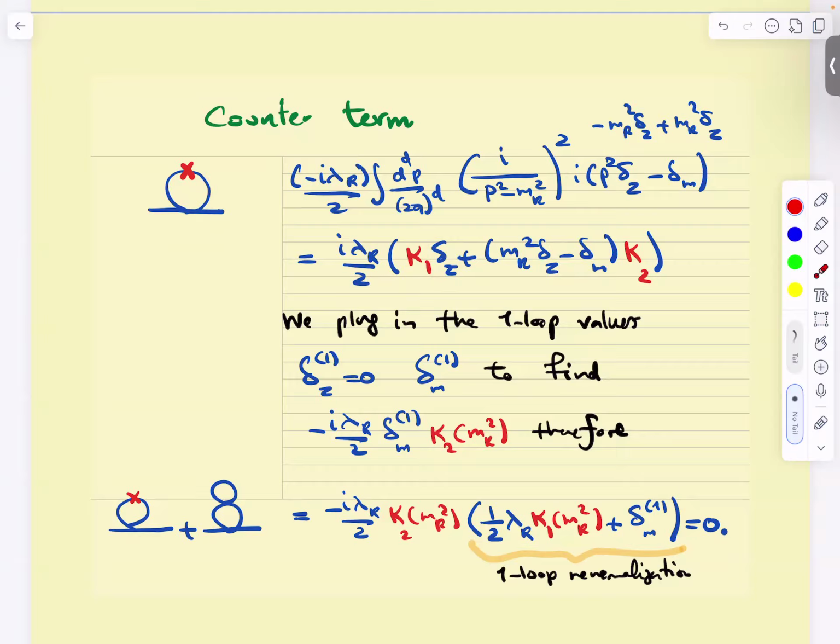Good. So what were the one loop values? Del z was 0, if you recall, and del m was 1. So that means that this diagram becomes minus i del r over 2 del m1 of k2 mr squared. Good. Now let's add these two diagrams.